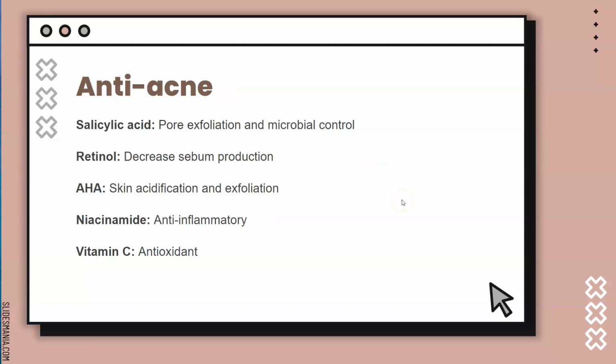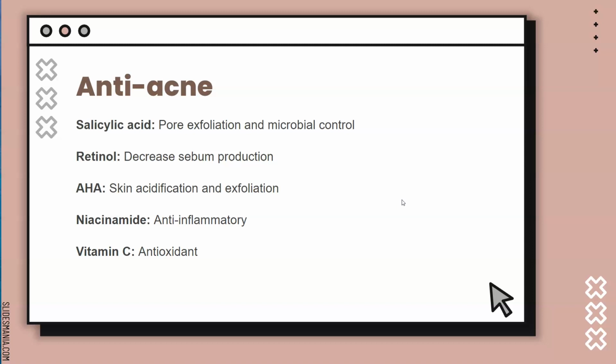We also have your anti-acne actives. The most common ones are salicylic acid, which can exfoliate the pores and can also control the acne-causing bacteria, Propionibacterium acnes. You have your retinol, which can decrease sebum production, because acne-causing bacteria can eat sebum and use it as their source of energy. So if you decrease sebum production, then they would have less food to eat.